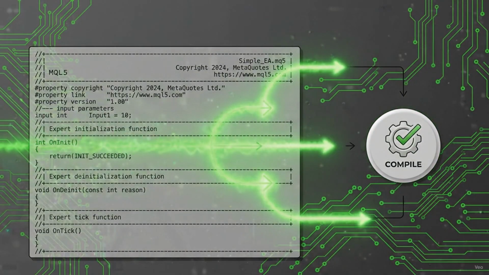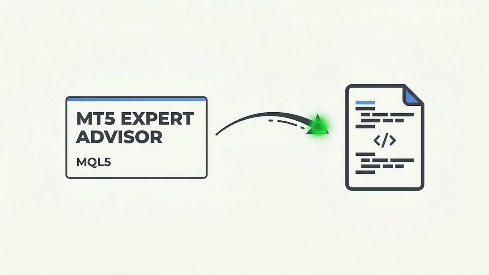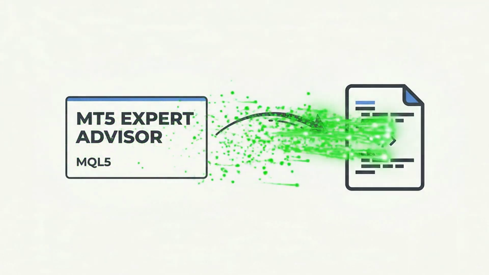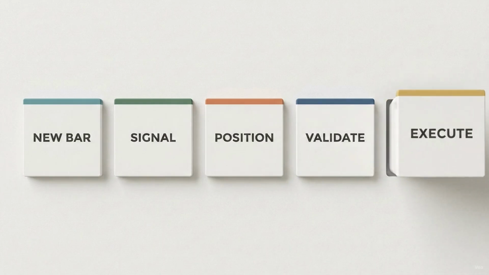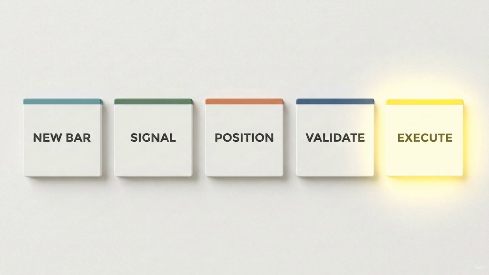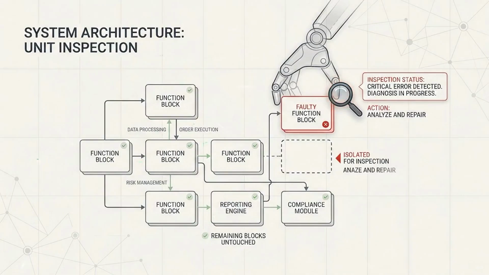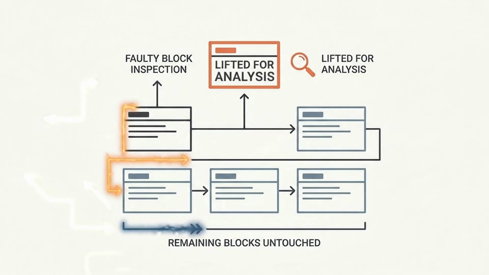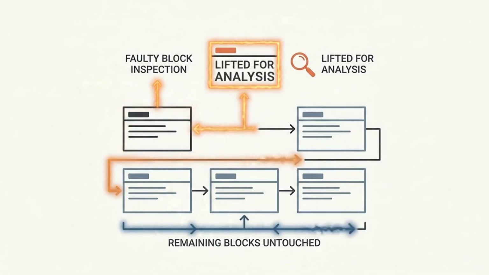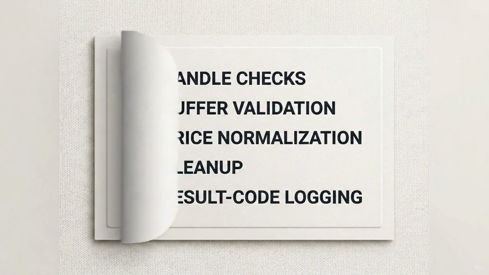Step 2. Build the smallest version that can compile. I ask ChatGPT to create the expert advisor using the standard MQL5 trade library. I ask for separate functions for new bar detection, signal calculation, position checking, order validation, and order execution. Not because a bot needs fancy architecture, but because isolated functions are easier to inspect when something goes wrong.